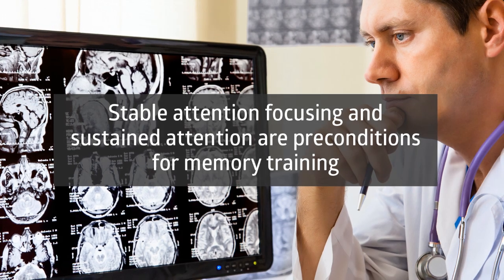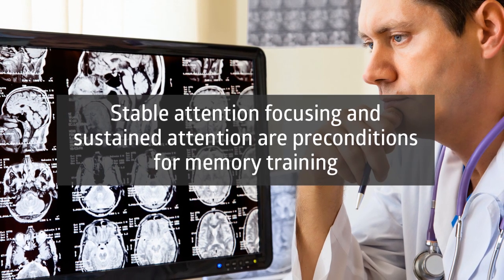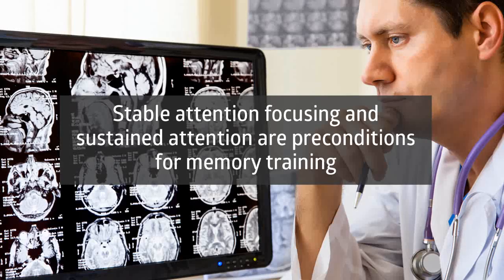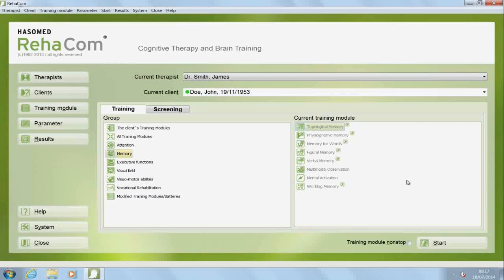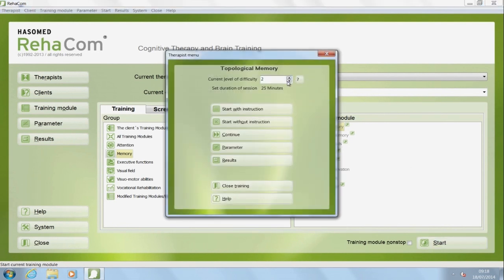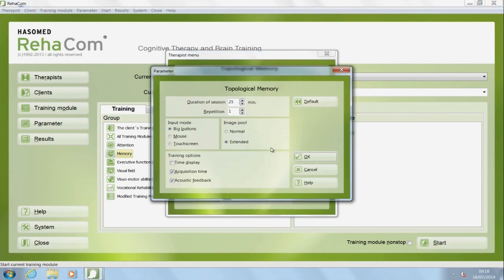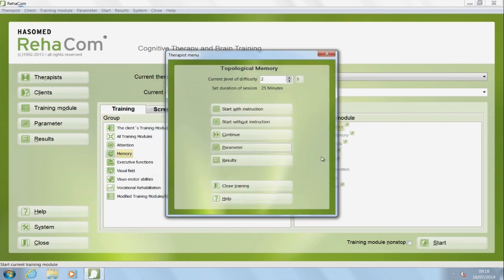Stable focus and sustained attention are preconditions for memory training. External memory aids are recommended for severely impaired persons. Before starting the training module, it is possible to individualize the training parameters. Via the therapist menu, one can adjust the level of difficulty, duration of session, instructions and help, or stressors according to the patient's needs. It is possible to change these parameters at any time during the training.